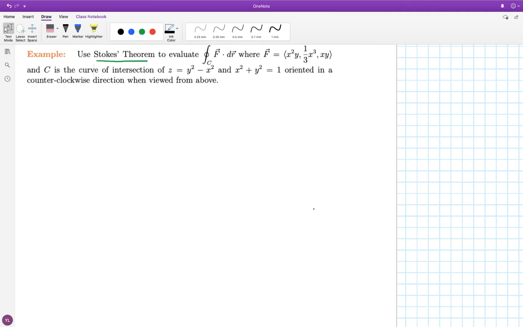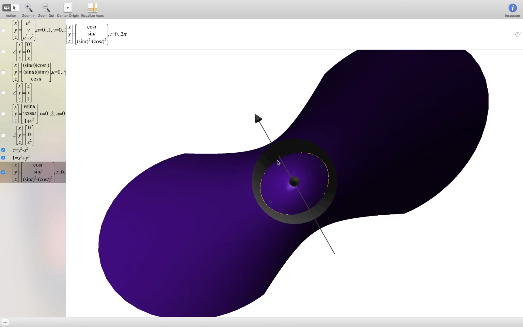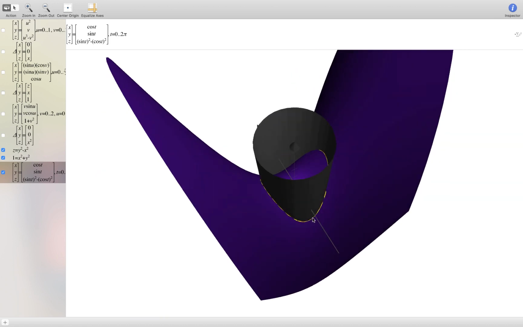Okay, so I'm going to copy that image as best as I can over here. Okay, so the curve C looks something like this. And I would like to replace this line integral with a surface integral over a surface that has this as its boundary. And this is supposed to be oriented in a counterclockwise direction when viewed from above. So again, back to this graph, if I'm looking this way at that yellow curve of intersection, it should be going counterclockwise like this.